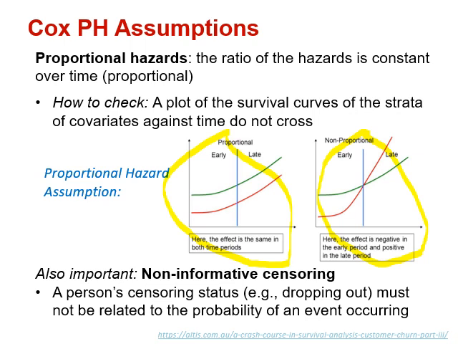Another assumption that we make is that the censoring that occurs is non-informative. That means that when individuals are lost to follow-up, this does not occur differentially in the two groups we're comparing.